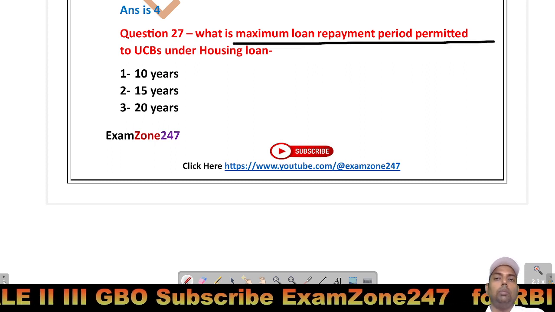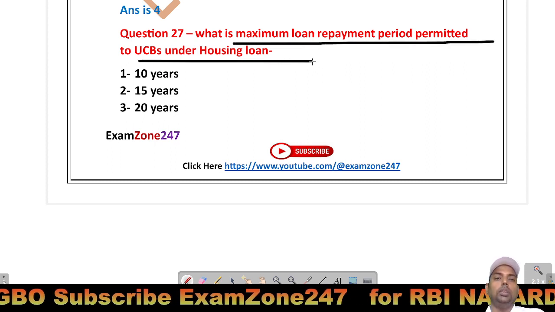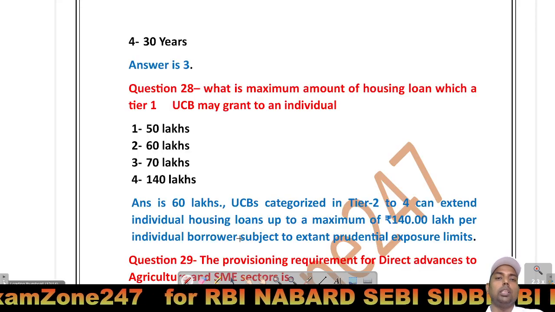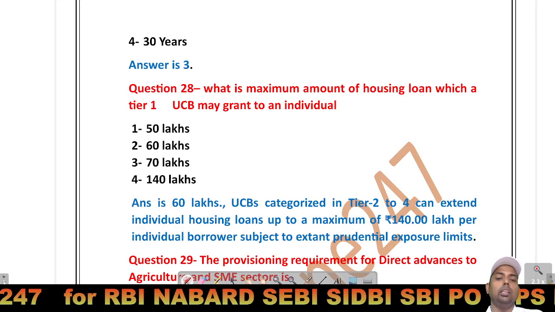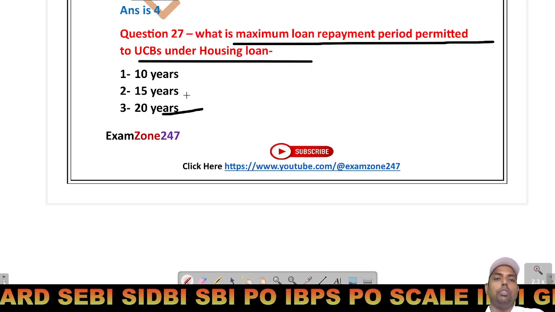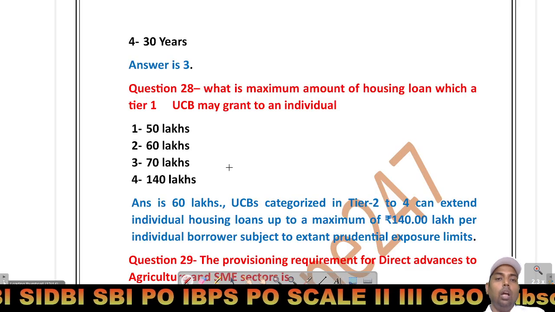व्हाट इज द मैक्सिमम लोन रीपेमेंट पीरियड परमिटेड टू यूसीबीज अंडर हाउसिंग लोन? मींस अर्बन कोऑपरेटिव बैंक्स जो हैं मैक्सिमम कितने टाइम के लिए हाउसिंग लोन दे सकते हैं? This is 20 years.